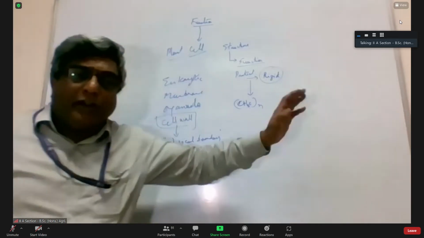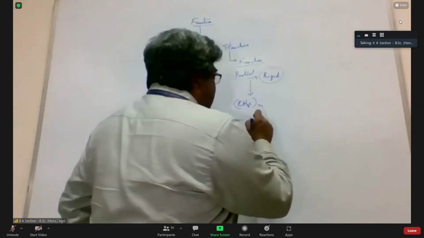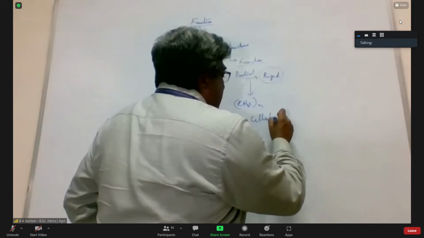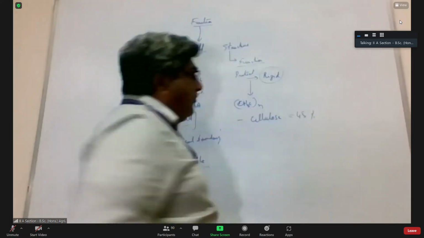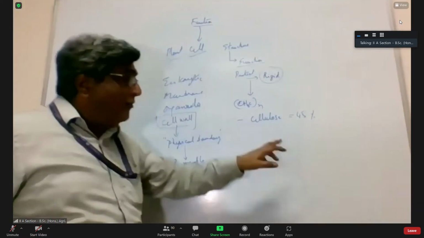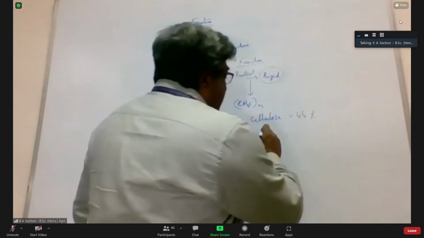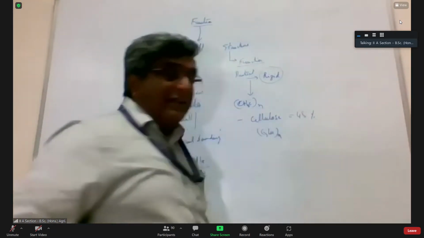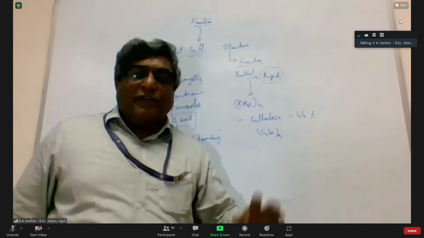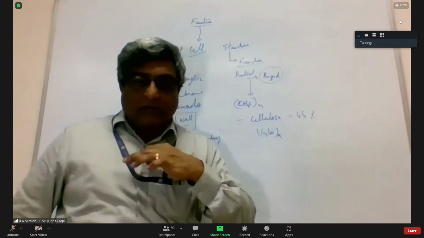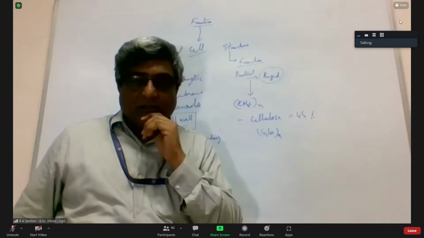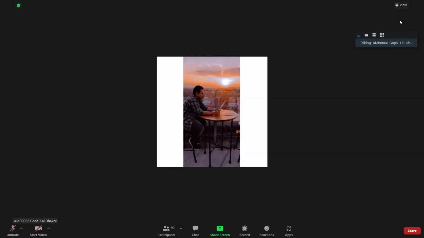And one of the most important components of any cell wall is cellulose. About 47% or 45% of the cell wall is composed of cellulose. Cellulose is a glucose polymer. What is the difference between starch and cellulose? Sir, cellulose is the linear polymer of the glucose, and starch is the branched polymer of the glucose.